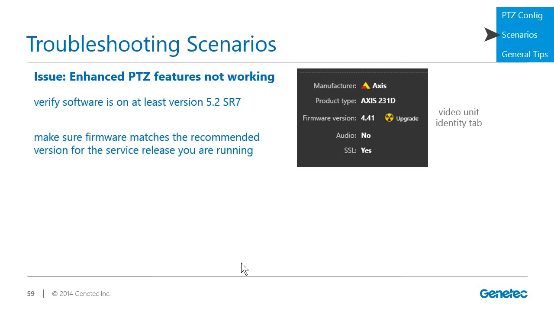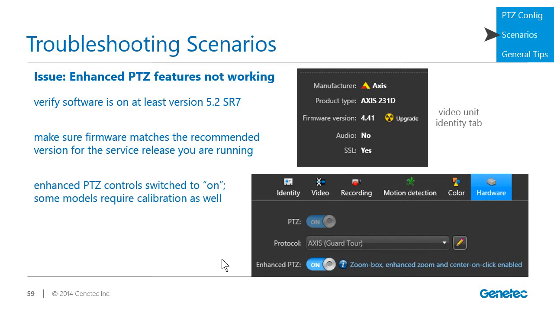Take a look at the firmware in use on the unit as well, and make sure it matches the version that has been tested with the service release you're on. Of course, if you find the controls aren't working and you're on the newest service release, go over to the hardware tab for the camera and make sure that the enhanced PTZ control is set to on.